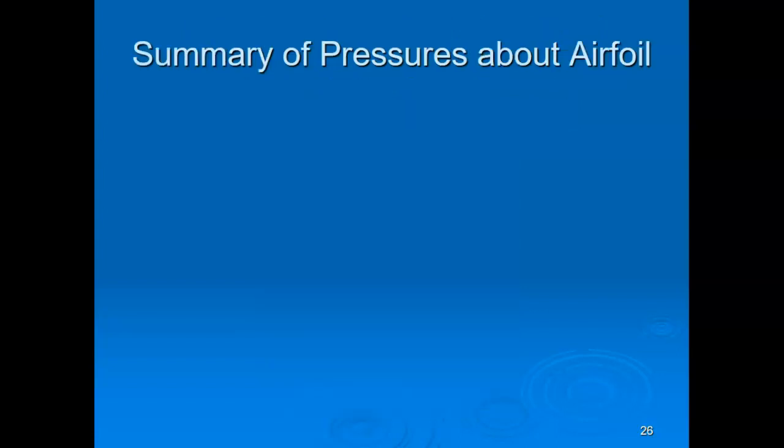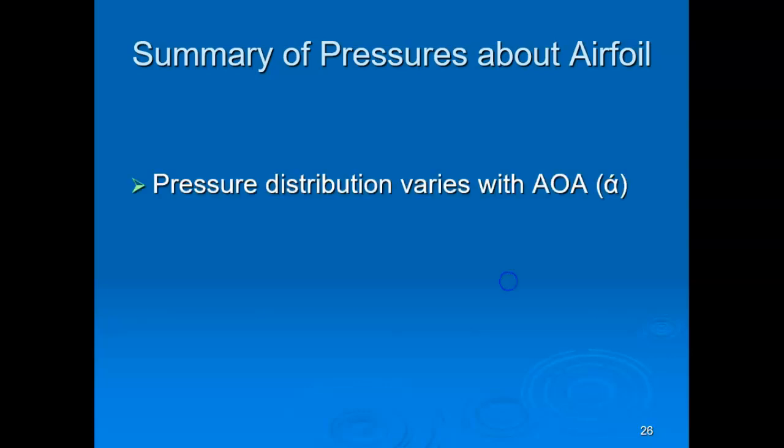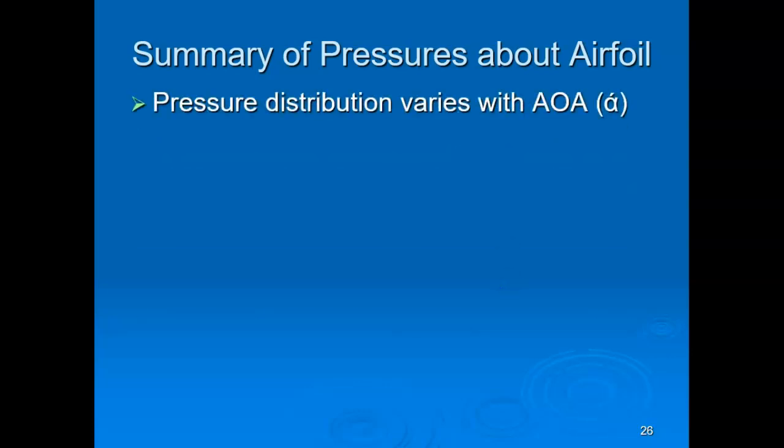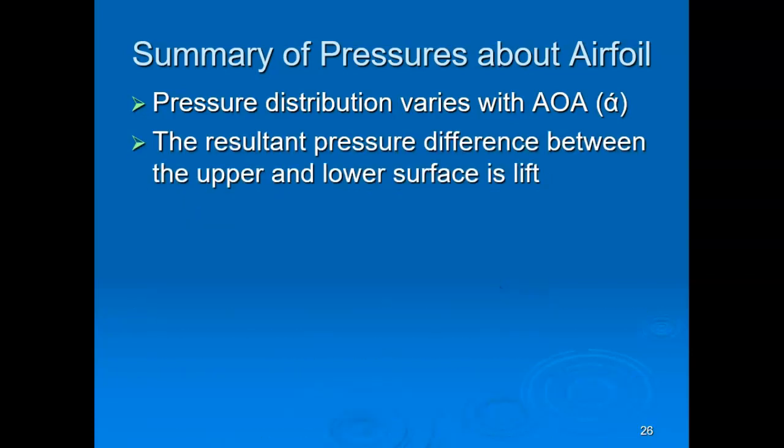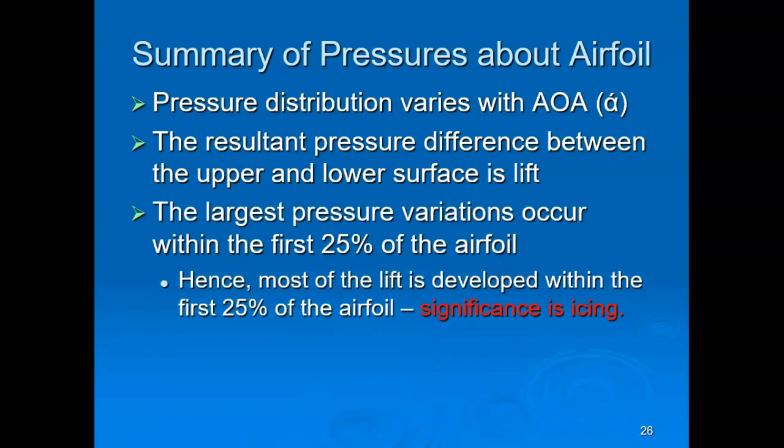So let's summarize the pressures on the airfoil. The pressure distribution varies with the angle of attack. The pressure difference between the upper and lower surface of the airfoil is called lift. The largest variation of pressure occurs in the first 25% of the airfoil, closer to the leading edge of the wing. So most of the lift is developed within the first 25% of the airfoil.